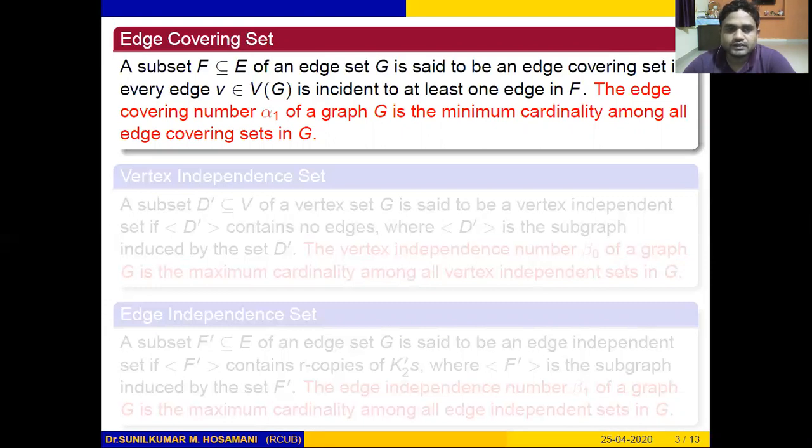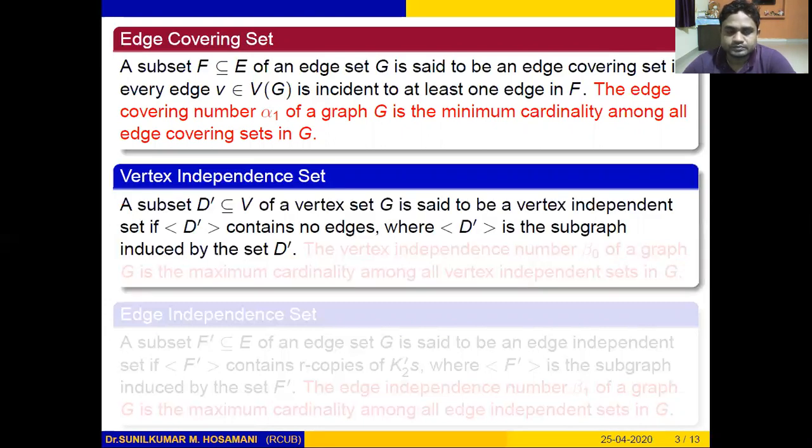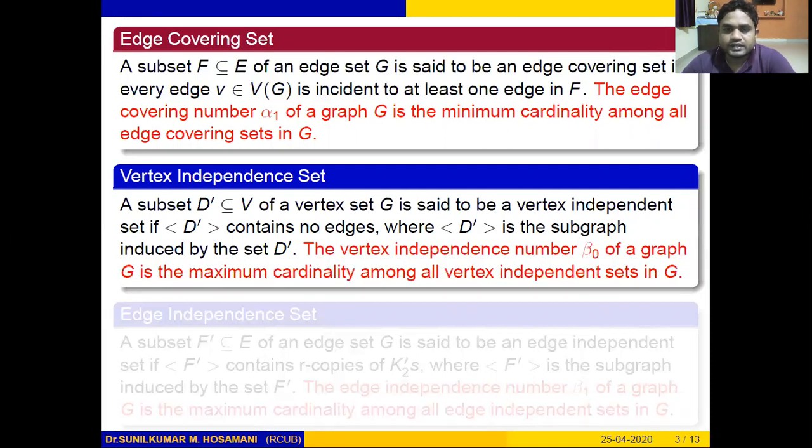So next one is vertex independent set. A subset D prime of a vertex set is said to be a vertex independent set if the subgraph induced by D prime contains no edges. That is, if I take the induced subgraph of D prime, then every vertex in that D prime must be an isolated vertex. And the vertex independence number, which is denoted by beta naught of a graph G, is the maximum cardinality among all vertex independent sets in G.